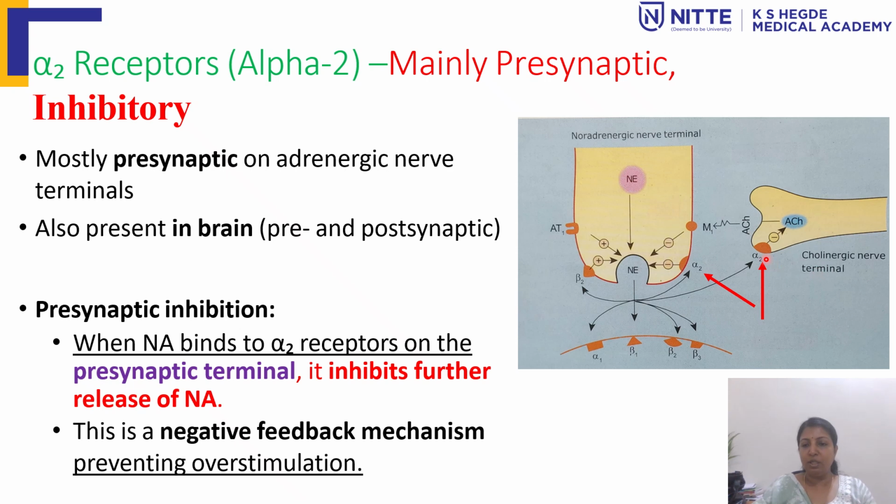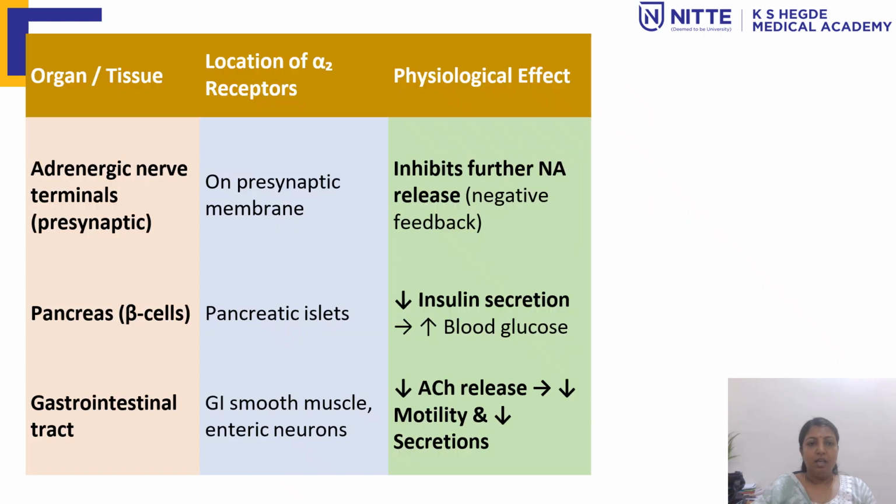It is also present on the cholinergic nerve terminal, where it can inhibit the release of acetylcholine. So alpha 2 receptors are located mainly on the presynaptic membrane, where they inhibit further noradrenaline release. They are also present on the pancreatic islets, which can reduce insulin secretion and increase blood glucose level. And on the GI smooth muscle and the enteric neurons, they can reduce acetylcholine release, which reduces motility and also reduces secretions.